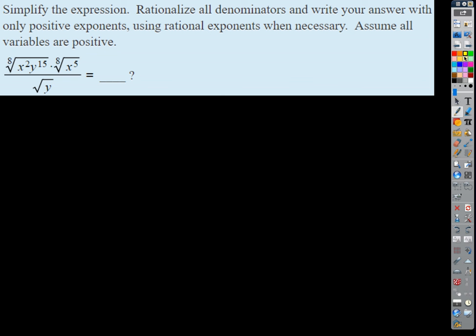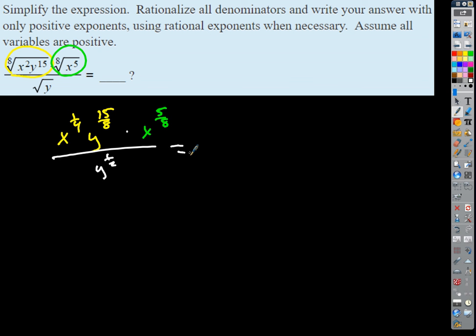I know we're going to run out of time, but we'll at least start this. What if we just take that part? X to the 1/4. Okay, so I'm going to get x to the 2/8, which is x to the 1/4, times y to the 15/8, times, what if we do this one? X to the 5/8, all divided by the square root of y, which is y to what? The 1/2. And then all I've got to do is, when I multiply like bases, I add exponents.